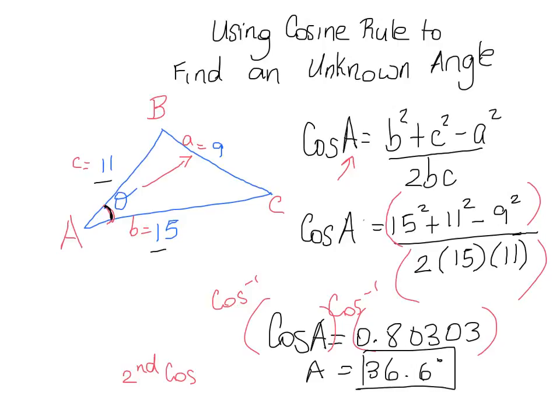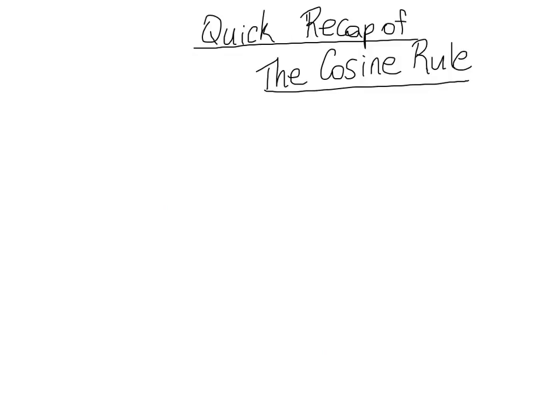All right, finally, I just want to do a quick recap of when you can and can't use cosine rule. Okay, so here's the quick recap. You want to use cosine rule when you have a triangle that's not a right triangle. Otherwise, it's basically a waste of time if you have a right triangle. So you want to use it when you have a triangle that's not a right triangle. You have two occasions in which you can use it.